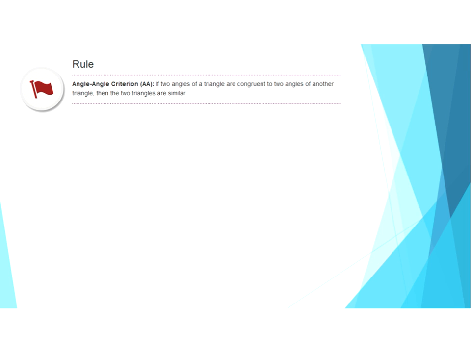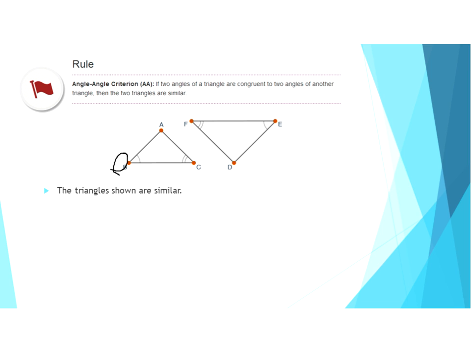And here's another rule that we need to know. It's called the angle-angle criterion. If two angles of a triangle are congruent to two angles of another triangle, then those two triangles are similar. So these two triangles are similar because angles B and E have that one mark, and then angles F and C have the one mark.